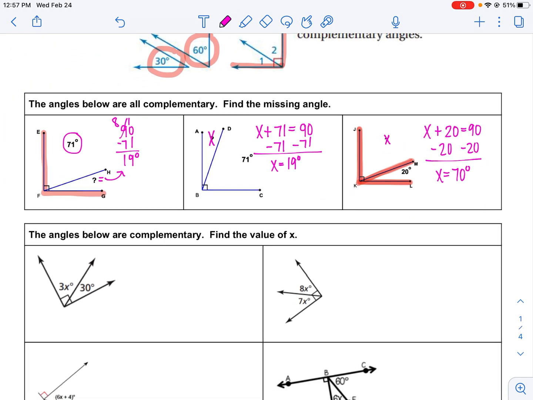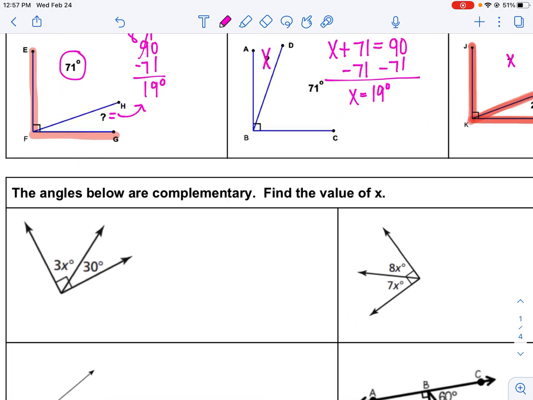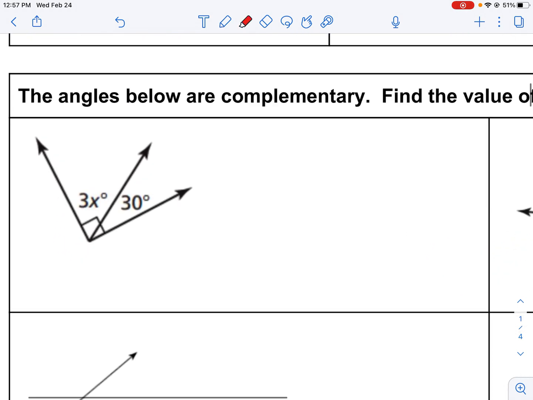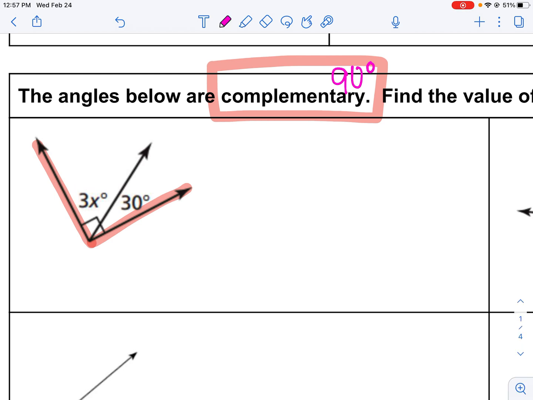So looking towards the next 4, you can see that we no longer just have a question mark. We actually have variables with coefficients and constant numbers. So if I zoom into the first one, I'm still thinking complementary means 90 degrees. We have to keep that as part of our vocabulary definitions. So I have my first angle is 3x, plus my second angle is 30 degrees. And that all is going to equal 90 degrees total. So now I have a 2-step equation that I'm solving.